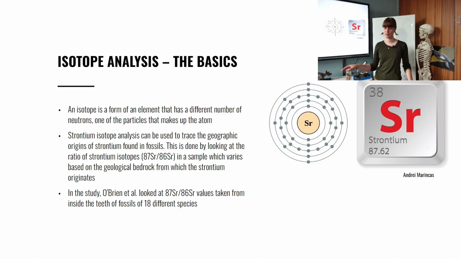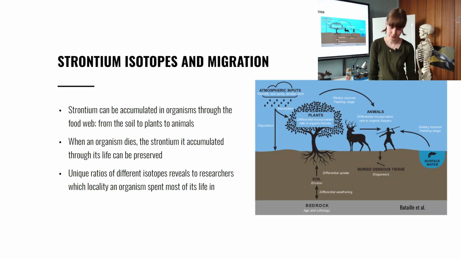It changes across geography. So in the study, they look at 18 different species. I think it's 79 individuals in total, and basically get the strontium from inside the teeth to try and figure out where they resided.